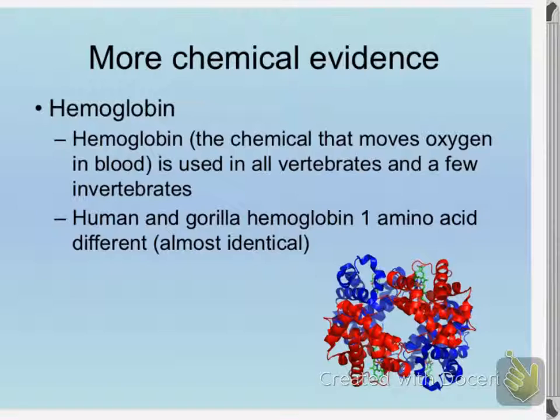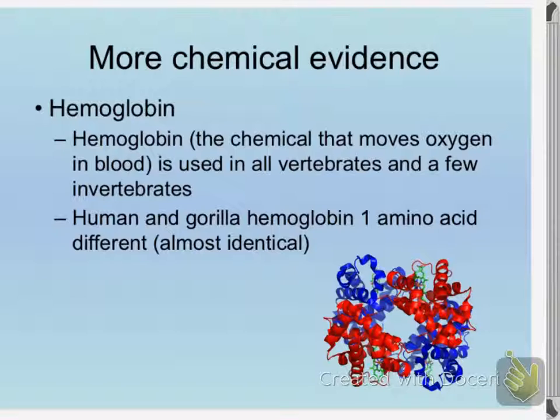Hemoglobin is essentially the wheelbarrow that carries oxygen to every cell in your body. So if your hemoglobin is low, you get tired very easily, your muscles don't work correctly, because your cells aren't getting the oxygen that they need to function. And the chemical hemoglobin is used in everything that we know of that has a backbone. We've never found a vertebrate species that doesn't use hemoglobin. There are even a few invertebrate species that use hemoglobin. So right there, that's evidence of common ancestry.